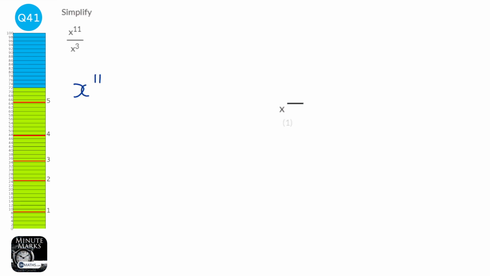When you have a fraction, it's just a fancy way of showing a divide. So this is x to the power of 11 divided by x to the power of 3. And indices rules say that when you divide 2 powers with the same base, you subtract the powers. So it becomes 11 take away 3. 11 take away 3 is 8. So that's x to the power of 8.